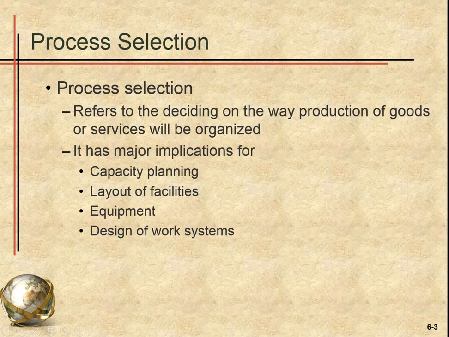So what is process selection? Process selection refers to the decision on how you are going to produce goods and services in terms of how they're going to be organized, how you're going to lay out your facility, and what kind of process you're going to use to manufacture whatever you're going to sell. Again, it could be a service and it could be a product.